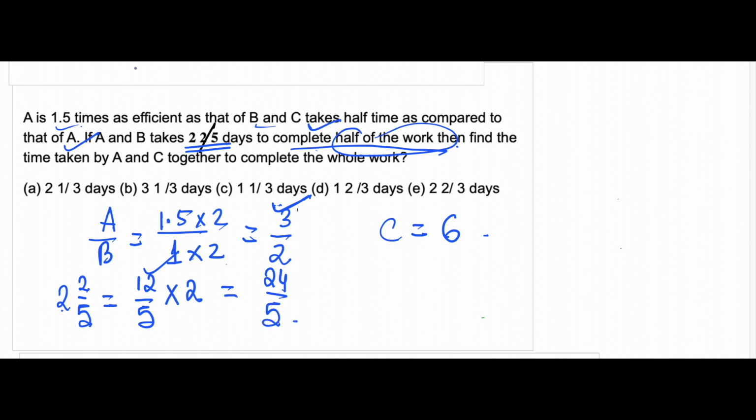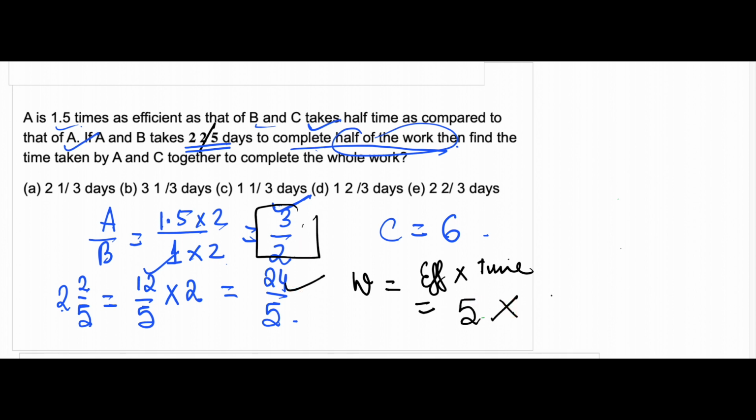Okay. Now we need to find out the total work. Work is equal to efficiency into time. The efficiency of A and B is 3 plus 2, 5. And the total time taken is 24 by 5. So the total work is 24.